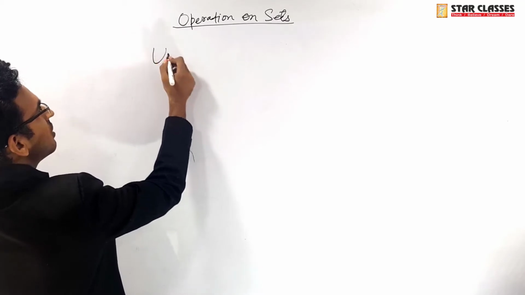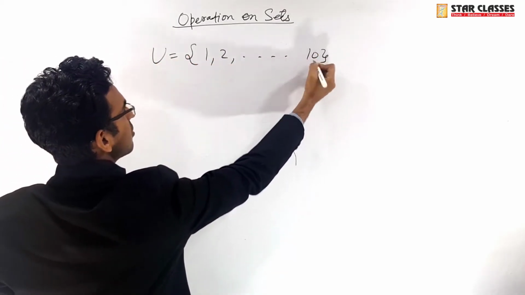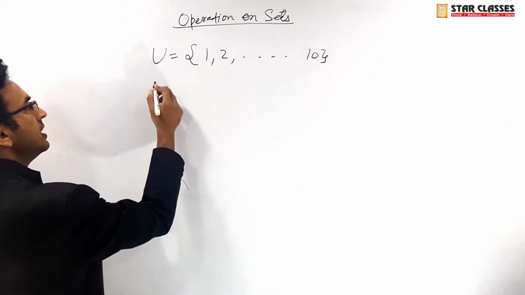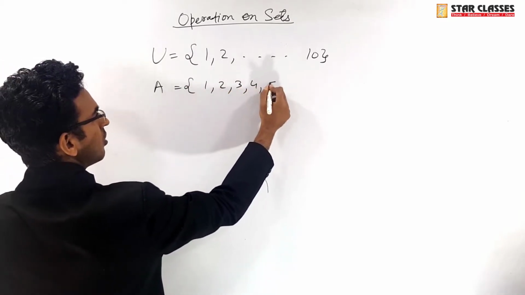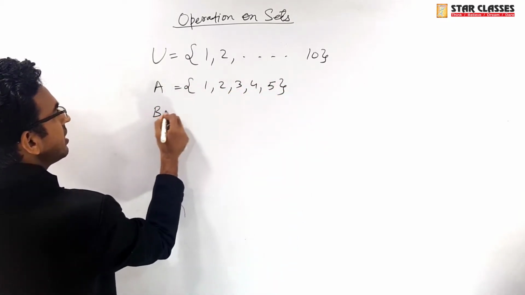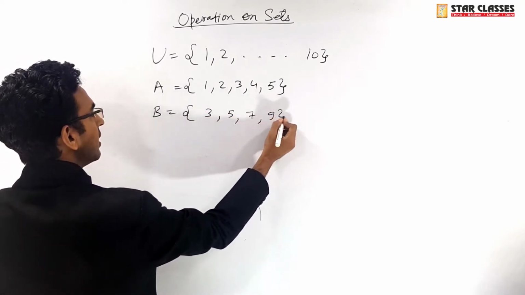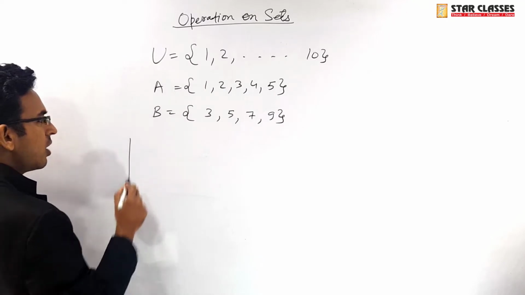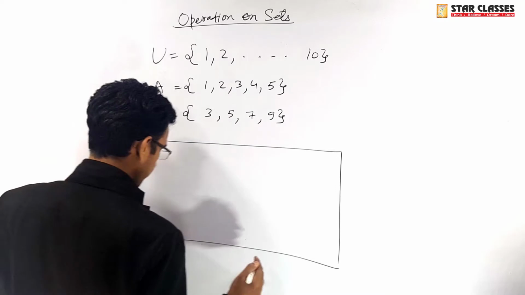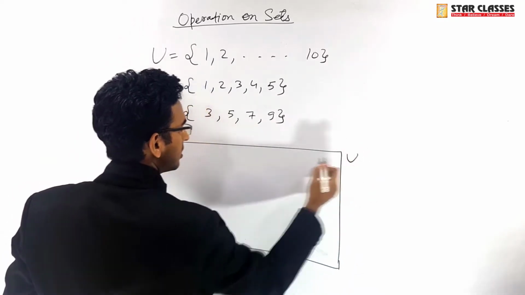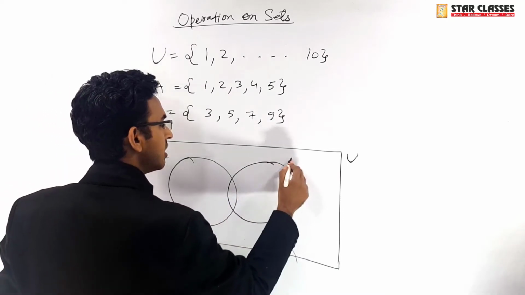Suppose your universal set is from 1 to 10: 1, 2, 3, 4, 5, 6, 7, 8, 9, 10. Set A is 1, 2, 3, 4, 5, and set B is 3, 5, 7, 9. Let us draw a Venn diagram for it. This is your Venn diagram. This is the universe, this is your set A, and this is your set B.